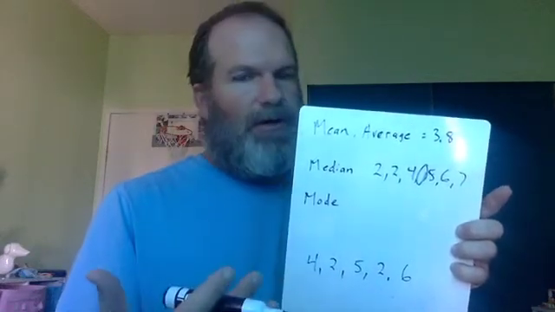However, the mode is always going to be a number that shows up in your data set because the mode is the one that happens most. Mode and most kind of look the same. Most often. So which number occurs most often? 2. It occurs twice. So the mode is 2 in that one.